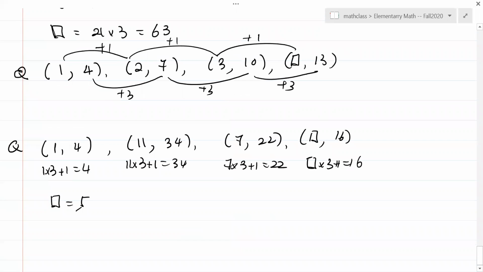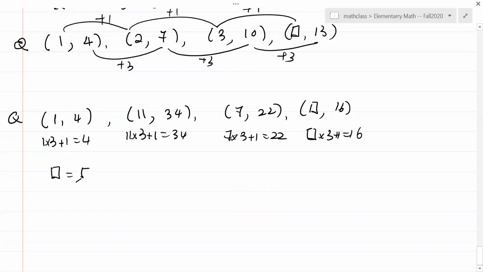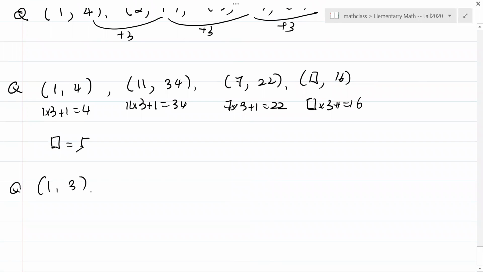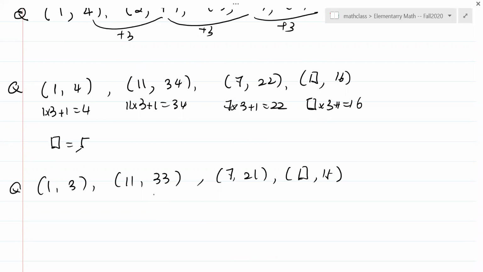The previous problem is simple, you just see the pattern, right? If I give you the problem right here, 1 and 3, 11 and 33, and 7, 21, what is the number here? Then you can see it's just 3 times that number. What I did here is I just added 1 to the second number in each pair. So that's why the answer is 5. That's it.